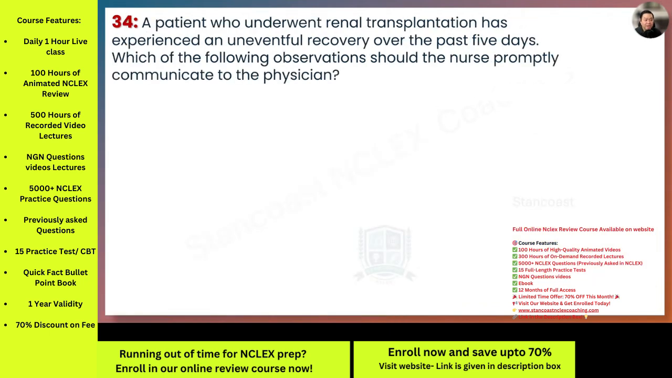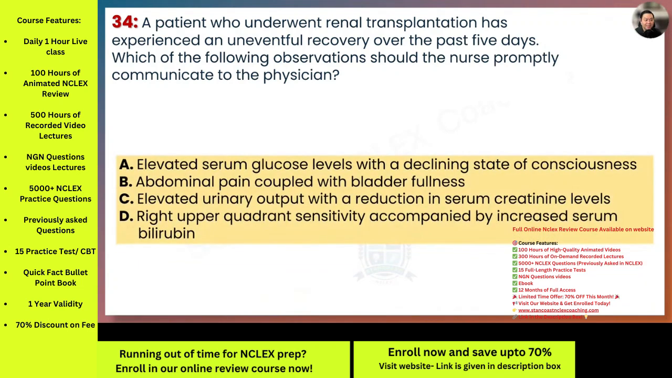34. A patient who underwent renal transplantation has experienced an uneventful recovery over the past 5 days. Which of the following observations should the nurse promptly communicate to the physician? Options. A. Elevated serum glucose levels with a declining state of consciousness. B. Abdominal pain coupled with bladder fullness. C. Elevated urinary output with a reduction in serum creatinine levels. D. Right upper quadrant sensitivity accompanied by increased serum bilirubin.